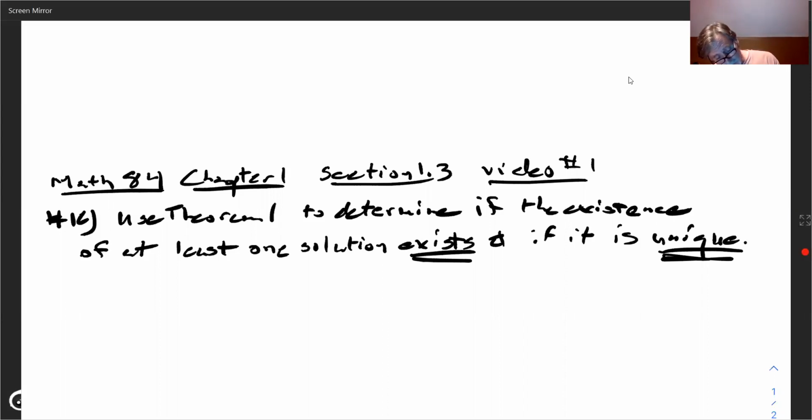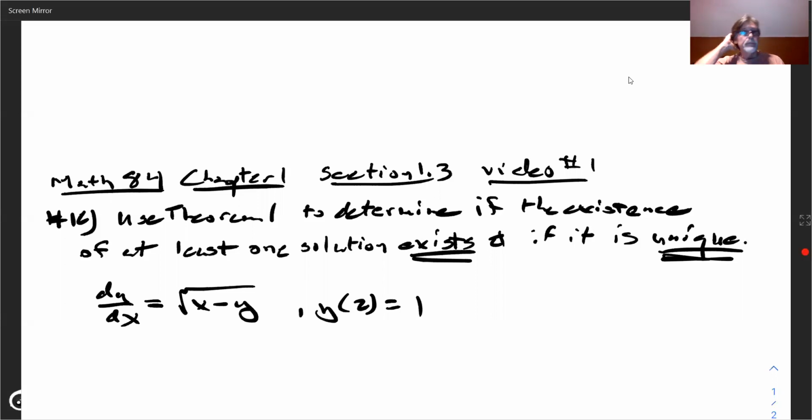So what it is: dy/dx is equal to the square root of, notice, x minus y. So I can't do the integration trick from the previous section because it's got a y in it, not just x. And then it has an initial condition, y of 2 is equal to 1. Well, the theorem says one thing: existence.